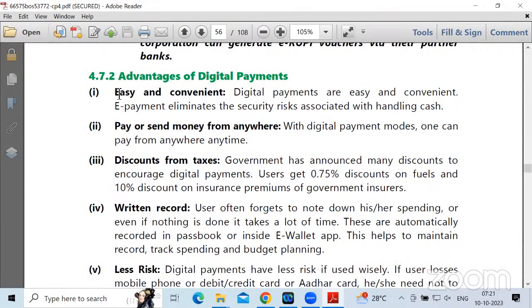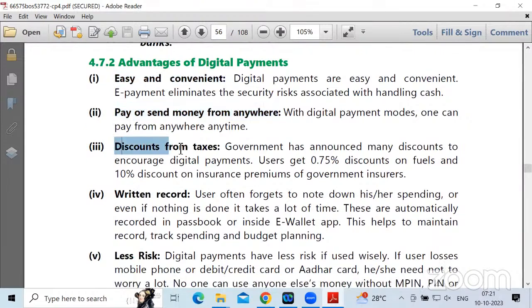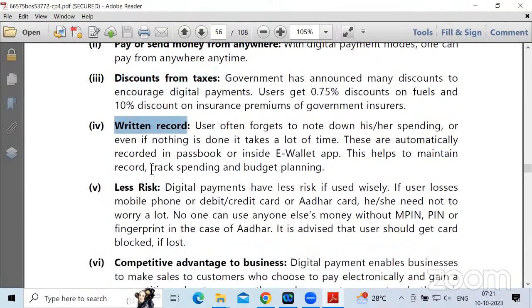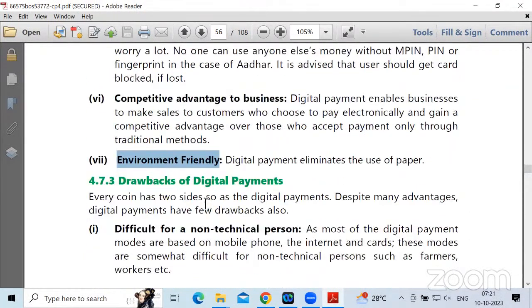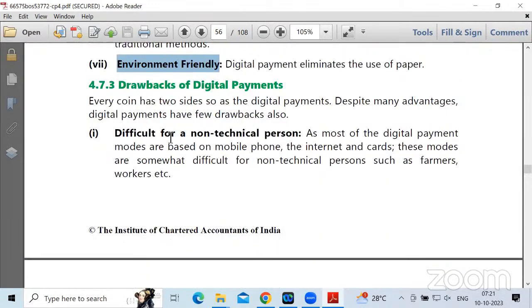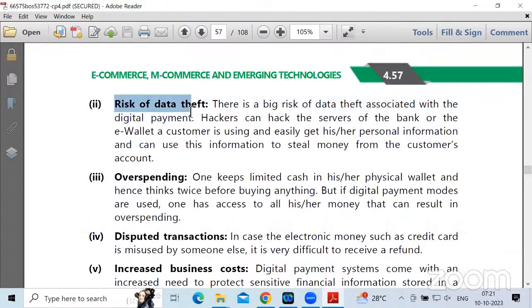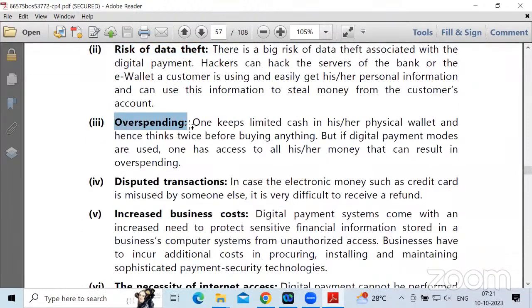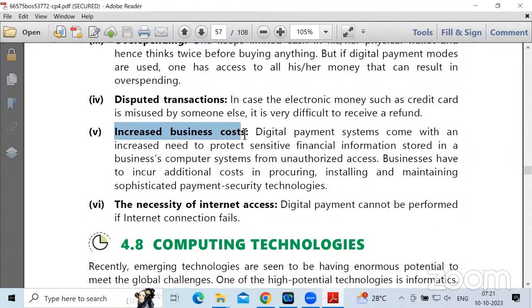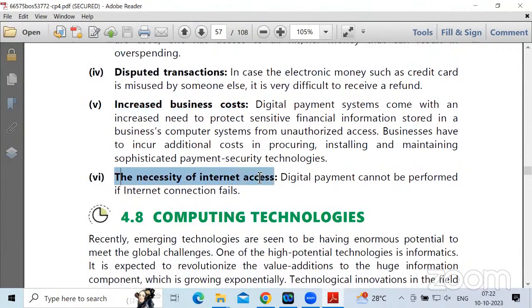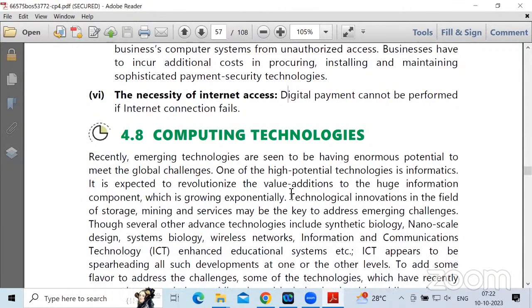So in these digital payments, the advantages: first one is easy and convenient, pay or send money from anywhere, discount from taxes, return record, less risk, then competitive advantages of business, environment friendly. Similarly, the demerits or drawbacks are: difficult for non-technical persons, so he does not have the knowledge. Risk of data theft, anyone can steal it. Overspending, of course. Disputed transactions, there are a lot of issues nowadays. Increased business cost as well as necessity of internet access.